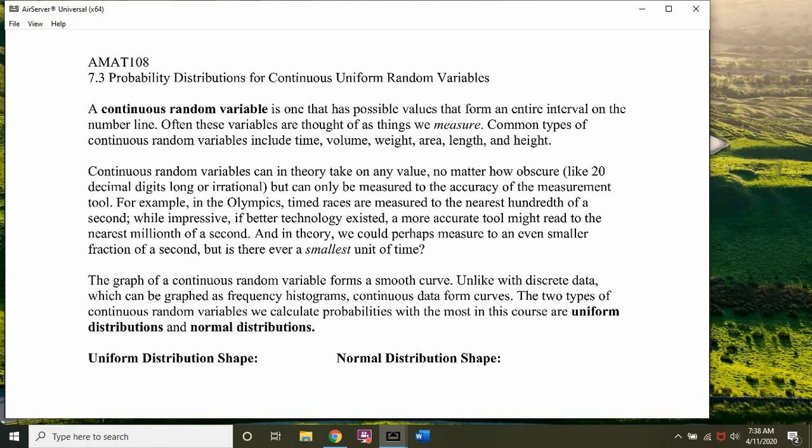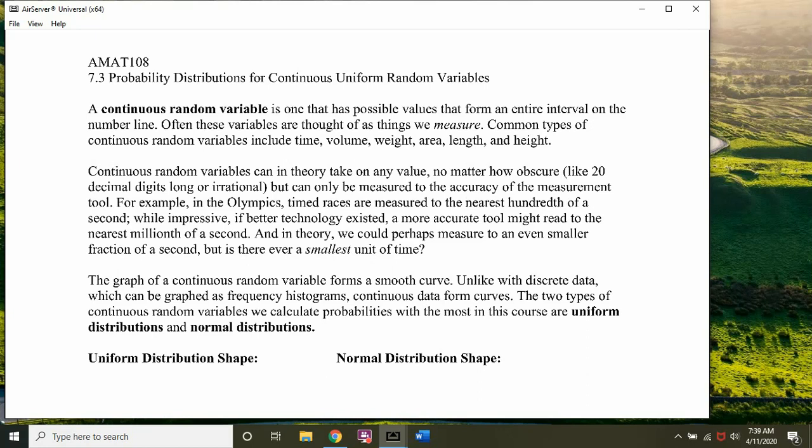Continuous random variables can, in theory, take on any value, no matter how obscure, like some fraction of a number that could be 20 or so decimal digits long, or some irrational value, like maybe the length is 2 radical 2 miles, or the volume is pi cubic units, or something like that, okay? They can take on any value along a number line, including weird, obscure decimal fractions of a value, okay?